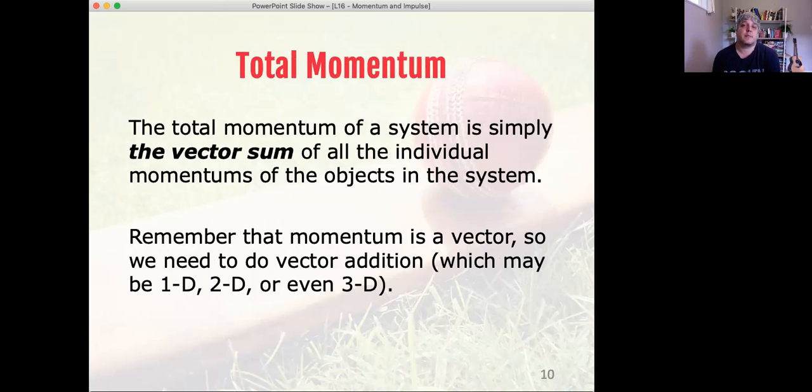Total momentum is simply the vector sum of all the individual momentums of the objects in the system. So if you figure out the momentum for every part of the system, add them all up, that's all you have to do. That is the total momentum of the system. They just add together. That's it.